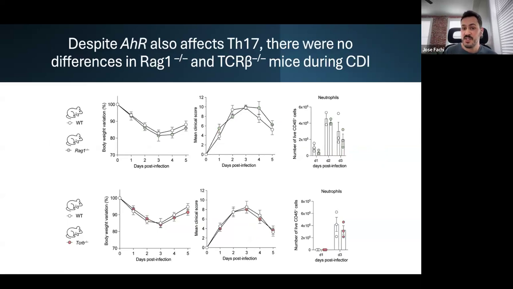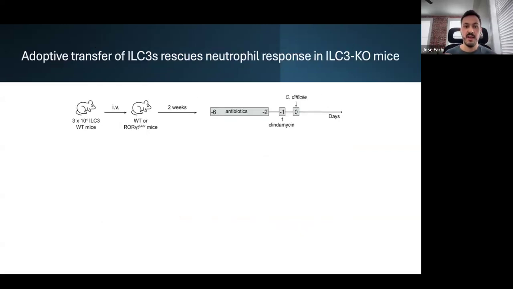And it was very specific to ILC3s, because we know that IHR also affects Th17, but when we check neutrophils in the REG1 deficient mice, which lack T and B cells, and as well TCR beta deficient mice, which lack only T cells, we cannot see this difference in neutrophils. So having or not having T cells won't matter for neutrophil accumulation, but not having ILC3s, then we have impaired neutrophil accumulation. So I was stressing that it was very specific to the ILC3 presence.